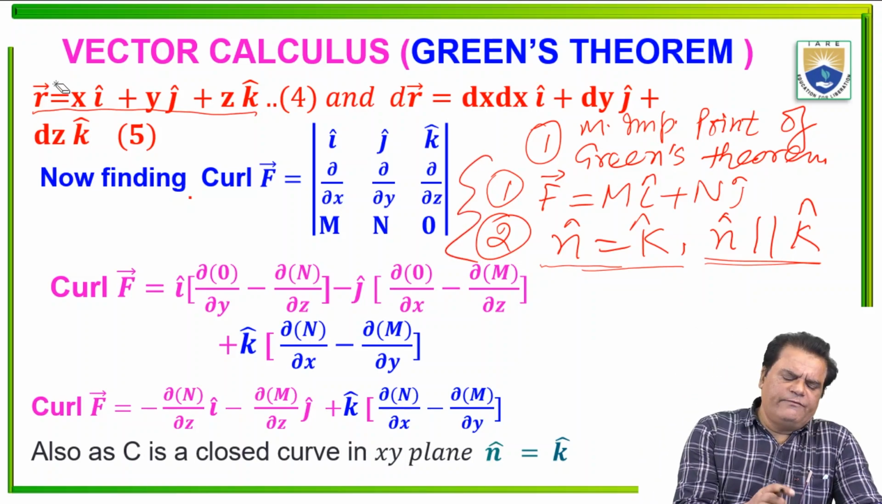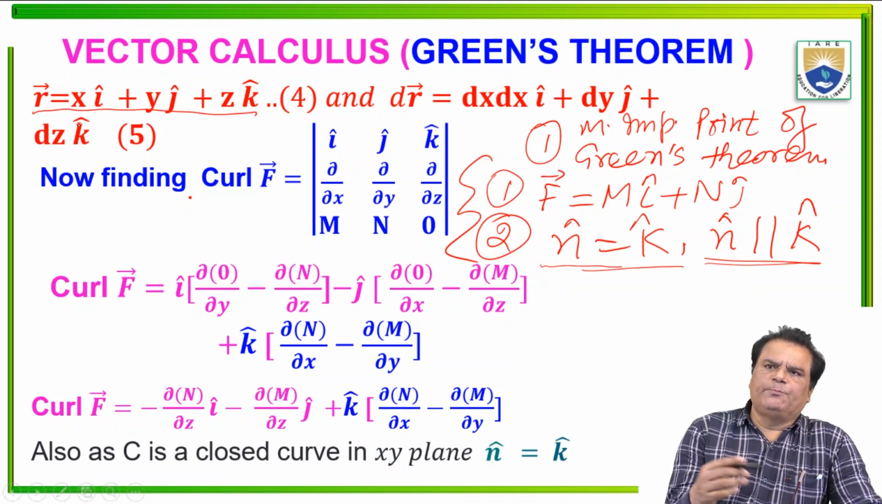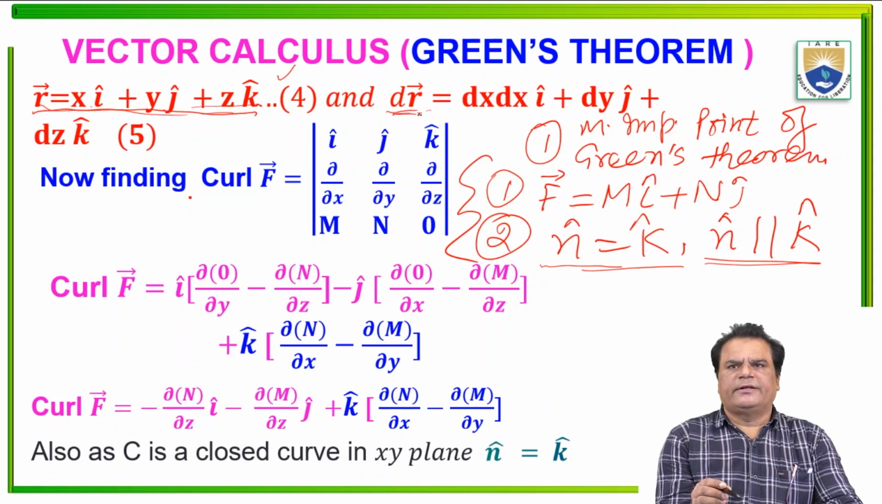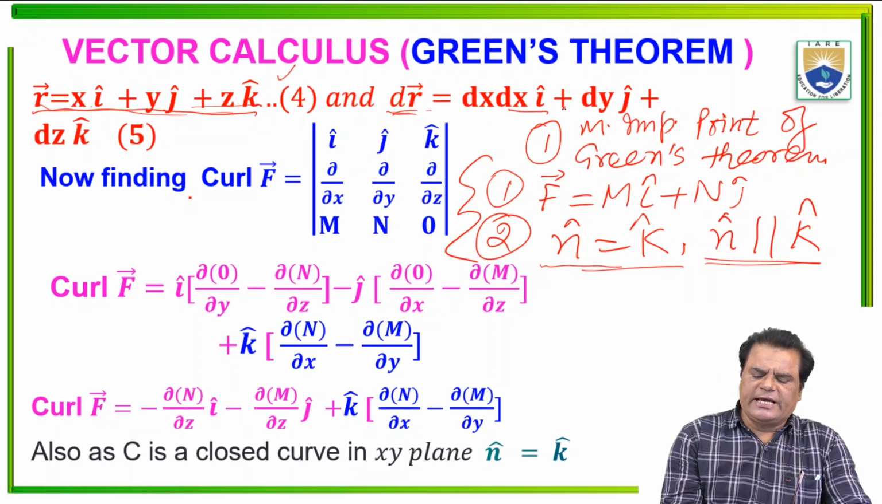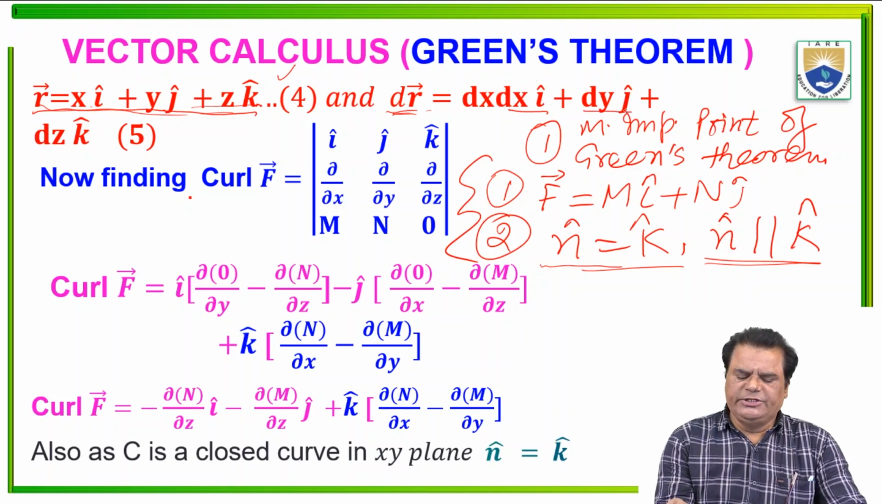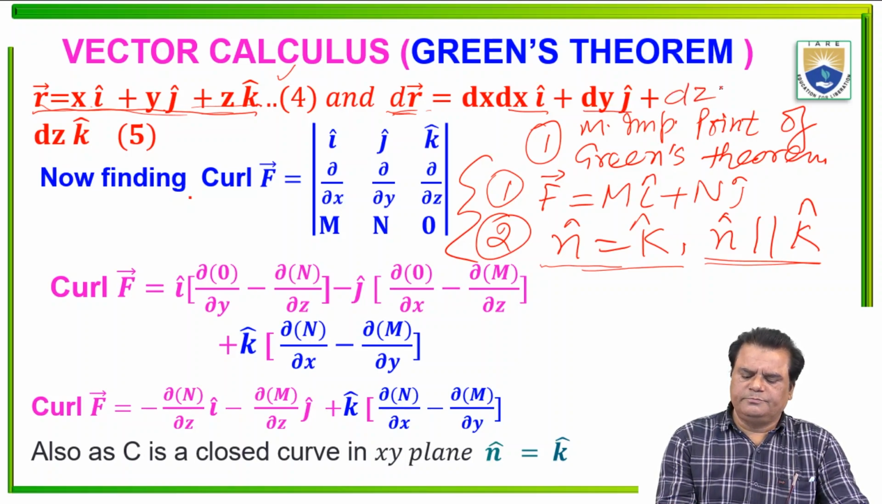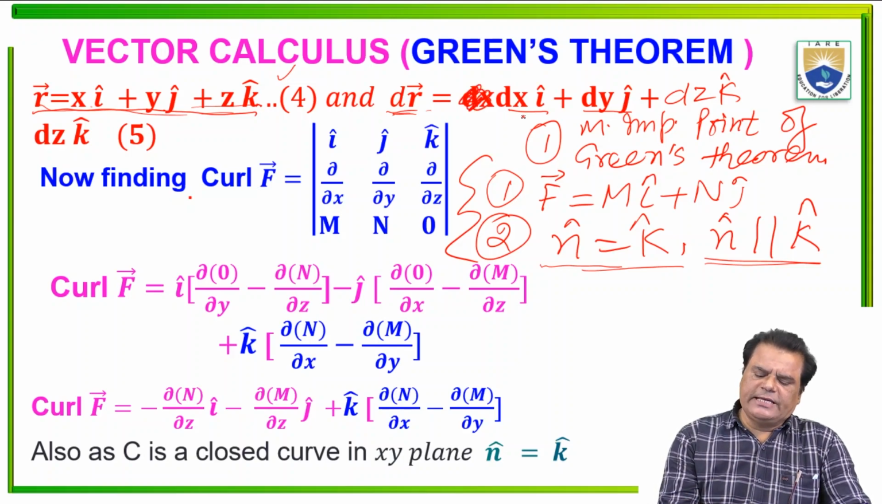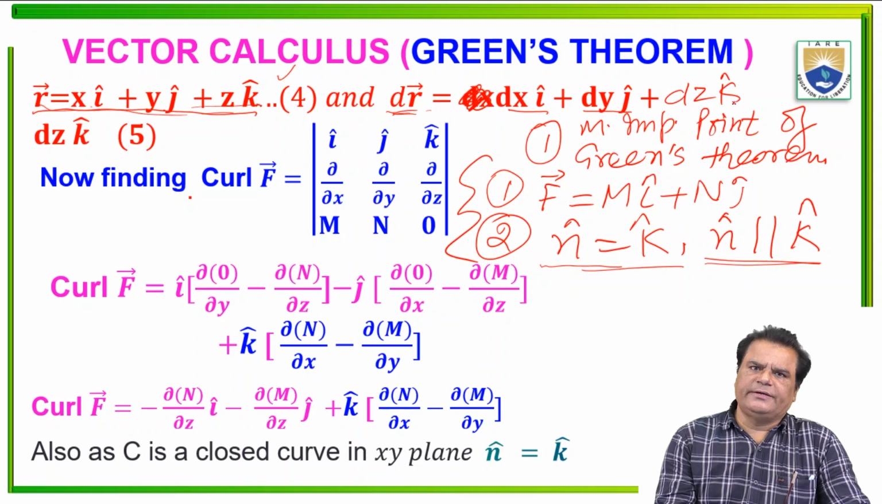So now r vector is the position vector of a point P on the surface, represented by xi plus yj plus zk. This is equation 4. Now differentiating r vector, we get dr vector. Dr vector is dxi plus dyj plus dzk.